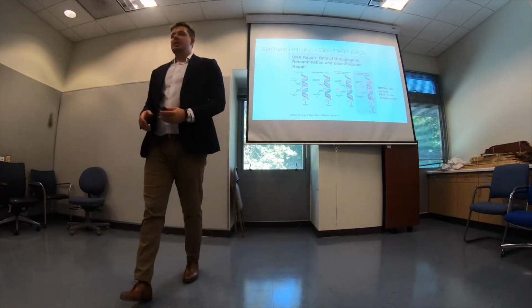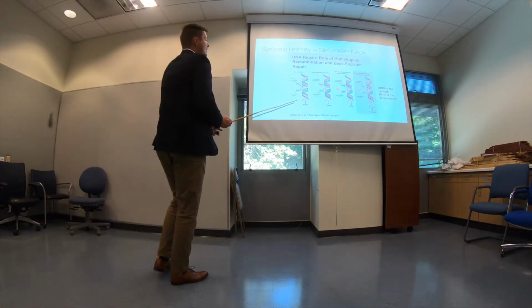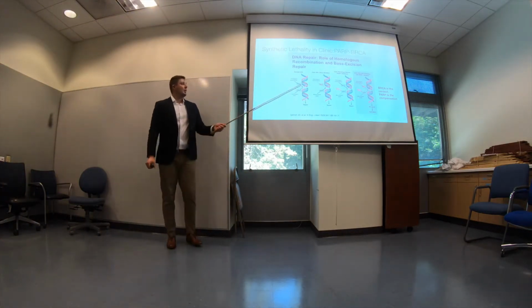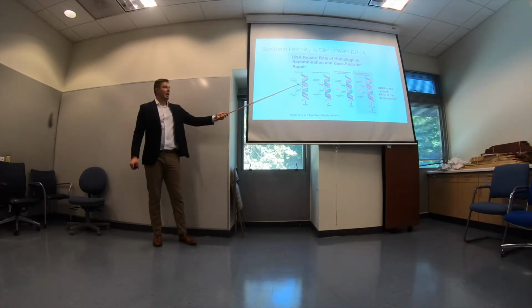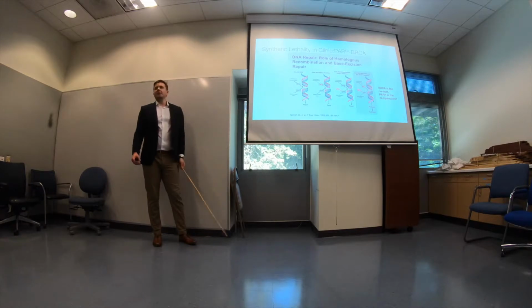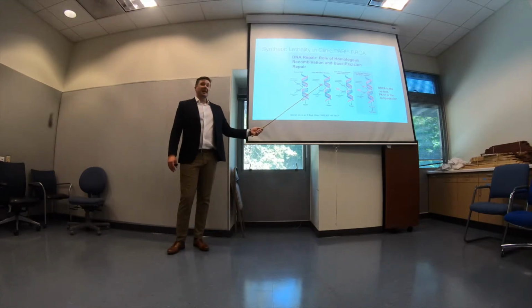Here is a normal cell, and there's two different genes involved with DNA repair, BRCA and PARP1. In a normal cell, if there's a break, it can rely on either BRCA or PARP1 to do the job of base excision repair. Great. In a cancer cell where BRCA is missing, it has to rely on PARP. Okay?